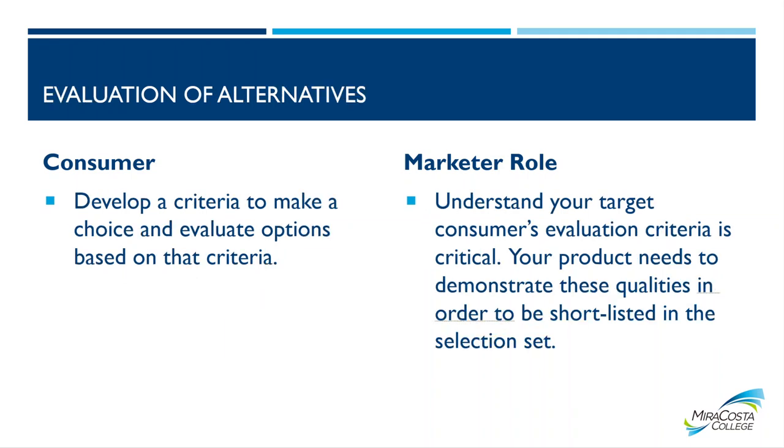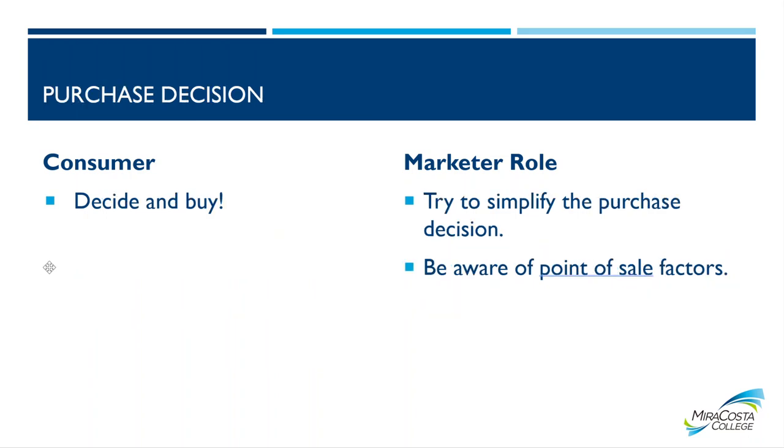Evaluation of alternatives. So the consumer will develop criteria to make a choice and evaluate options based on that criteria. A marketer's role is to understand your target consumer's evaluation criteria, which is critical. Your product needs to demonstrate these qualities in order to be shortlisted in the selection set. Purchase decision. The consumer decides and buys. The marketer's role tries to simplify the purchase decision.